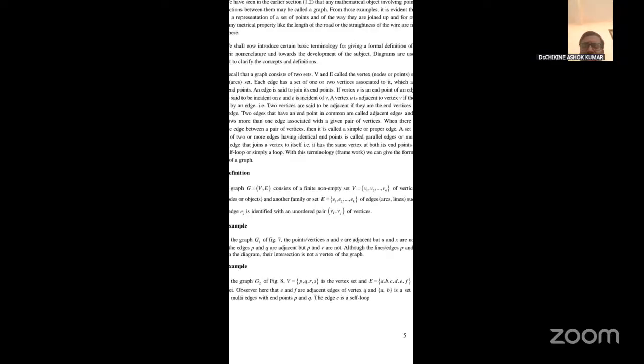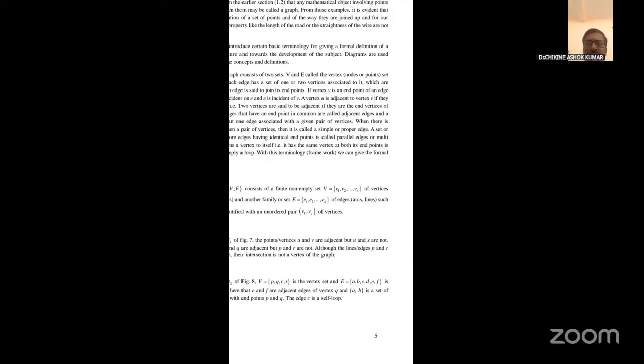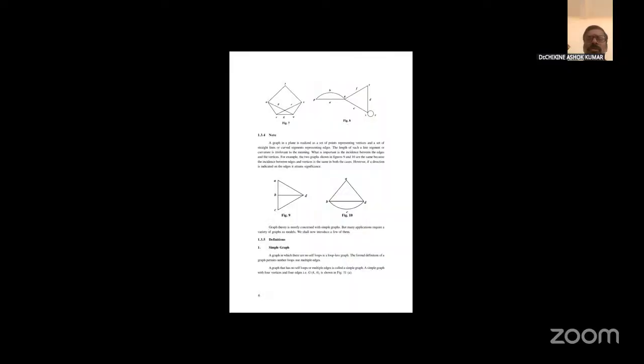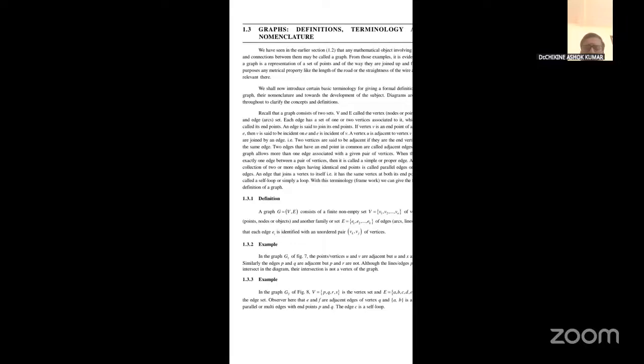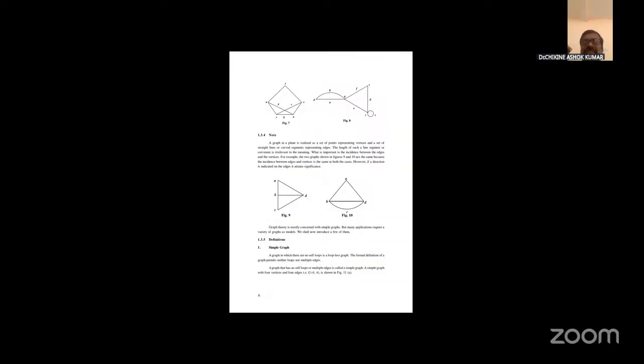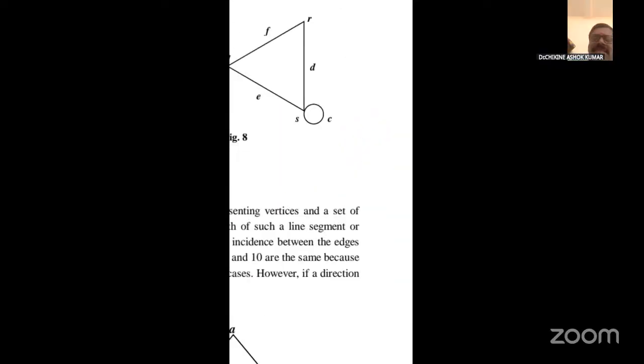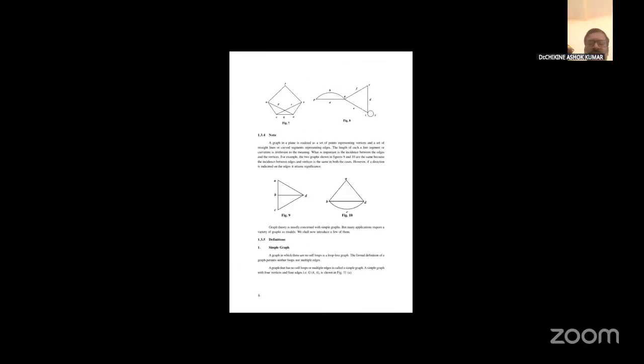A and B are the set of parallel edges with end points P and Q, and the edge C is a self-loop. Yes, this is important. The edge C is a self-loop. Why? Because C starts at vertex S and again ends at the same vertex S. So this is a self-loop. Coming to some more definitions: simple graph.